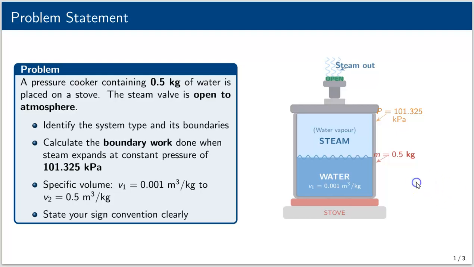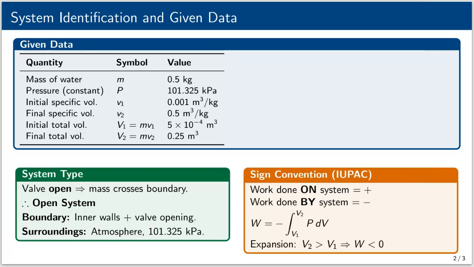Let us check all these given data. So here mass of water m is 0.5 kg, pressure is constant at 101,325, and then initial specific volume V1 is 0.001 meter cube per kg, and final specific volume V2 is 0.5 meter cube per kg.